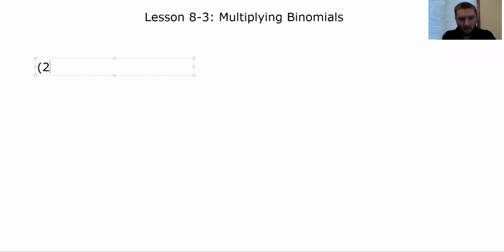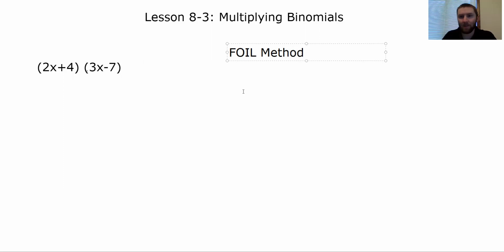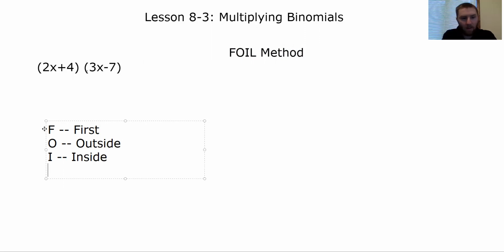So we had 2x plus 4 times 3x minus 7. Okay, that's what I'm trying to do. And now I'm going to use something called the FOIL method. Okay, now FOIL is all capitalization because it is an acronym. Okay, FOIL, the F stands for first. The O stands for outside. The I stands for inside. And then the L stands for last. Okay, so first, outside, inside, last.